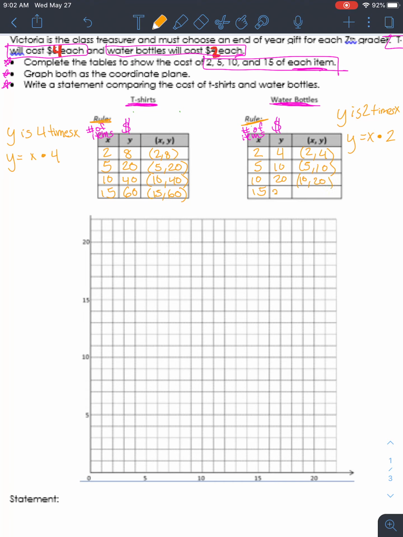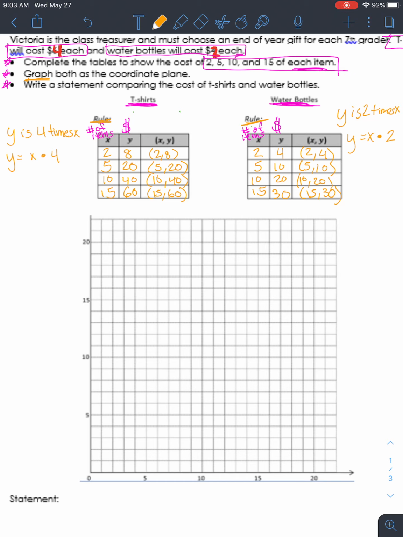And lastly, 15 times 2 is 30. My tables are filled out, they're labeled, they look beautiful. Let's look at the second thing we have to do. Now they actually want us to graph both on the coordinate plane.